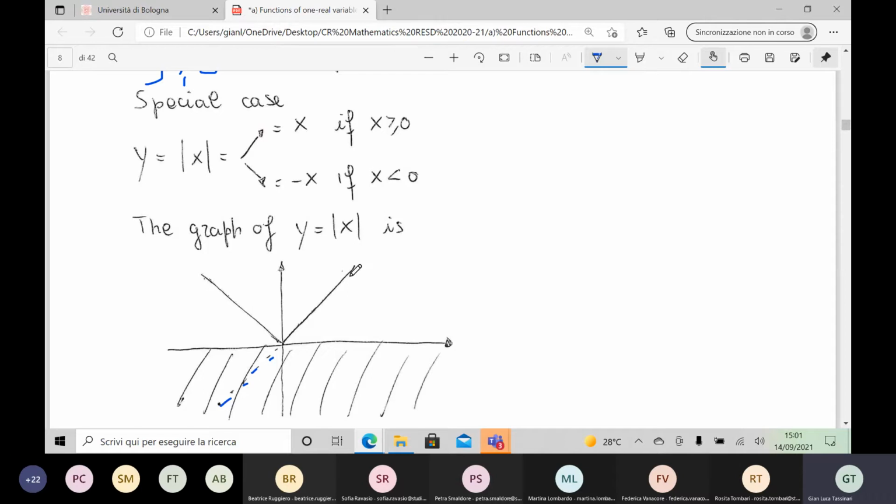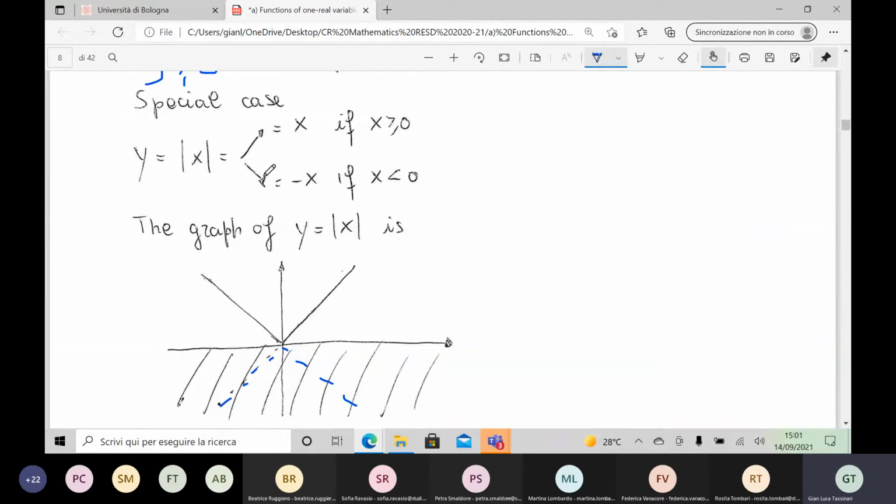Then for x negative, here, what do you need to plot? The graph y equal to minus x. Y equal to minus x is this line, which is the bisectrix of the second and fourth quadrant. But for x smaller than 0, I obviously do not have to color everything, because the graph is y equal to minus x only for x smaller than 0.